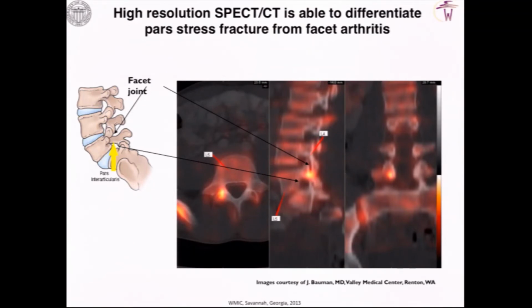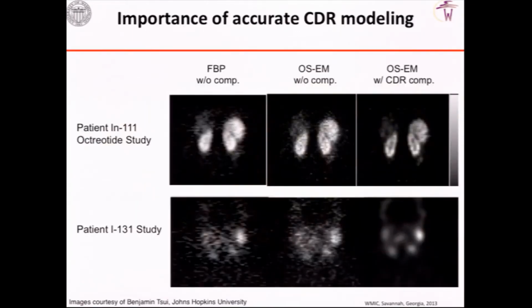Again, we saw this image earlier, just showing how having the high resolution SPECT fused to the CT can help you with diagnosis of a patient. Here, I want to show a little about the importance of being able to use these iterative reconstructions with corrections and modeling of the system, and having attenuation and scatter correction.